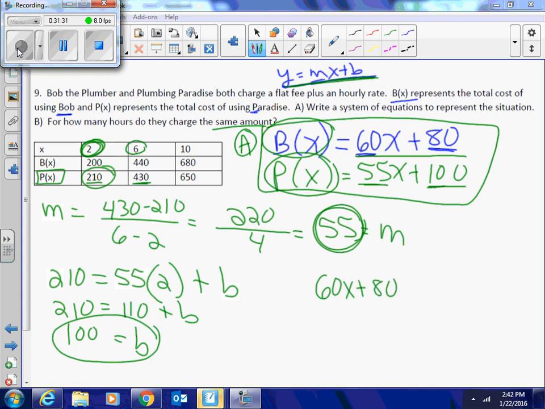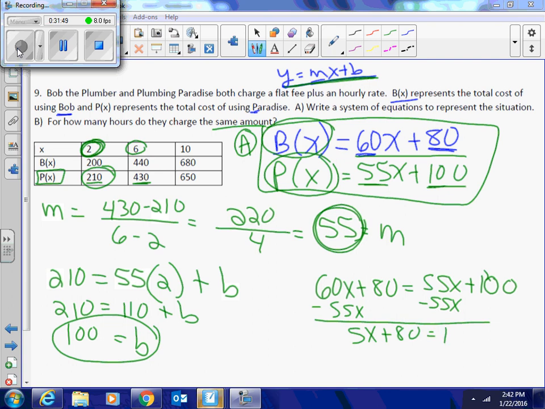is equal to 55x plus 100. Let's subtract 55x from both sides. And I get 5x plus 80 is equal to 100. We'll subtract 80 from both sides mentally. We get that 5x is equal to 20. And if we divide both sides by 5, we've got x is equal to 4.